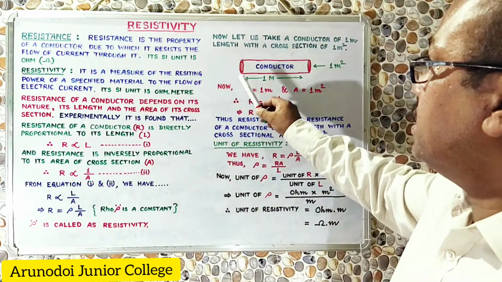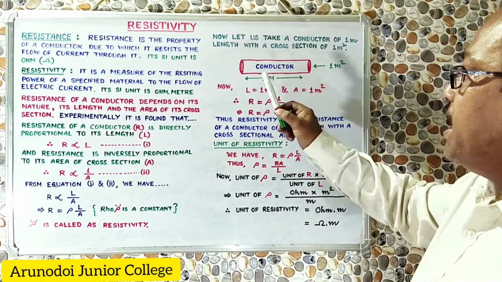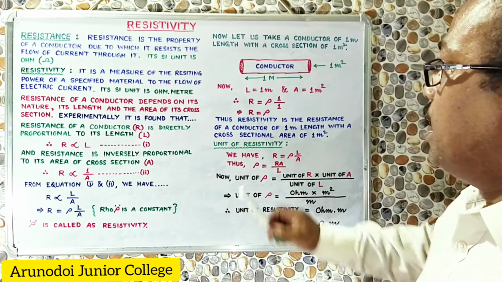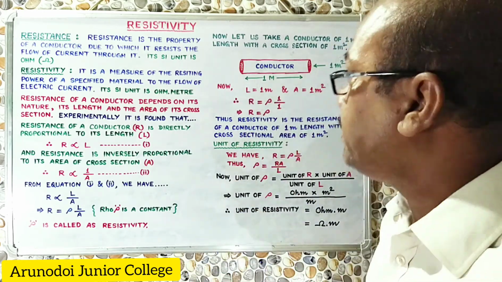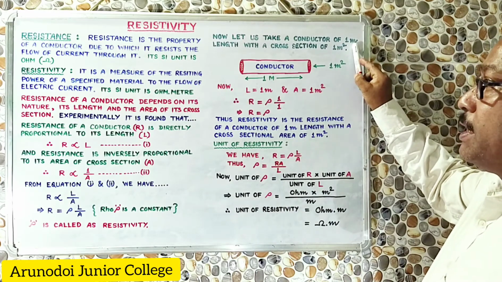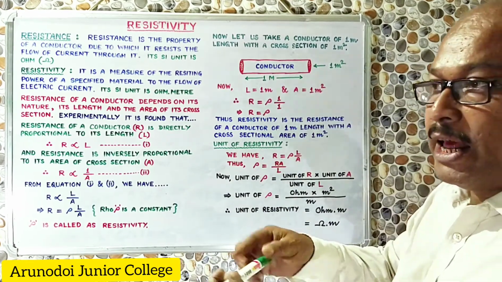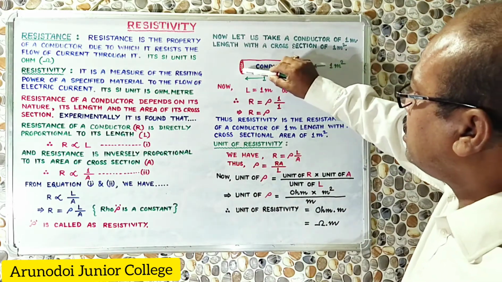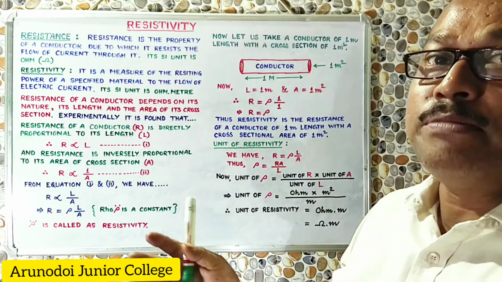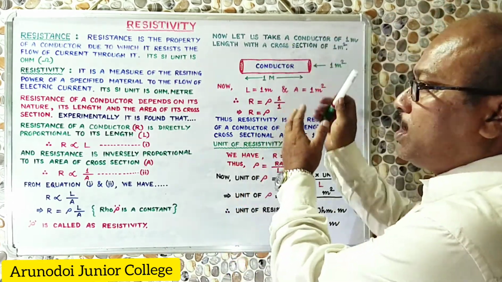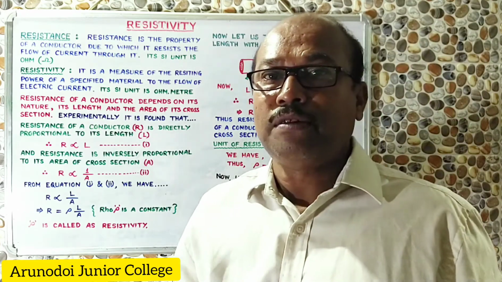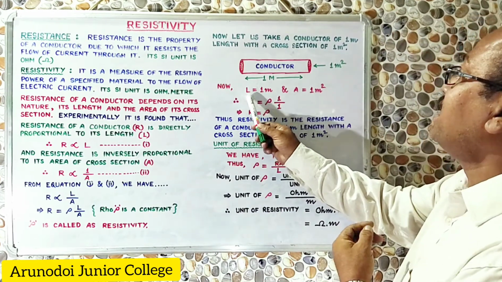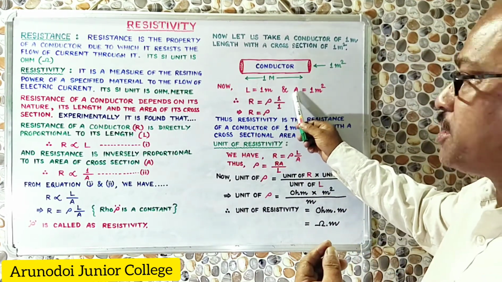Let us discuss it in terms of this diagram. Here we are considering a conducting wire. This is the conductor, and the speciality of the conductor is that its length is 1 meter. This is a 1 meter long wire, exactly 1 meter, and the cross-sectional area is equal to 1 meter square. So this is a particular type of conductor whose length is 1 meter and cross-sectional area is 1 meter square. Now we have L equal to 1 meter and A equal to 1 meter square.